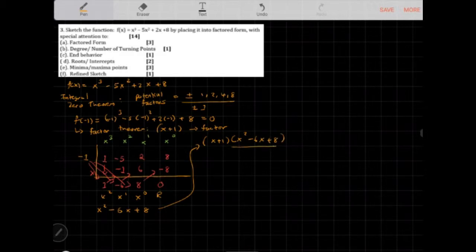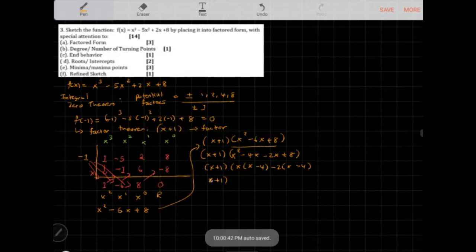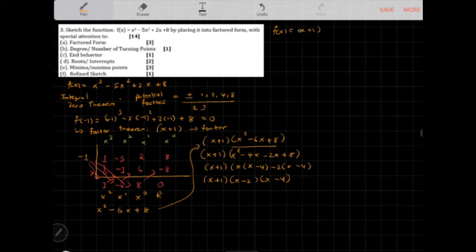But you can actually notice that you can factor this further. You factor this as a quadratic, with two numbers that add up to negative 6 and multiply to positive 8. So you can do x squared minus 4x minus 2x plus 8. You basically get x times x minus 4, minus 2 times x minus 4, and you get x plus 1 times x minus 2 times x minus 4. That's what your function looks like now: f of x is equal to x plus 1 times x minus 2 times x minus 4.